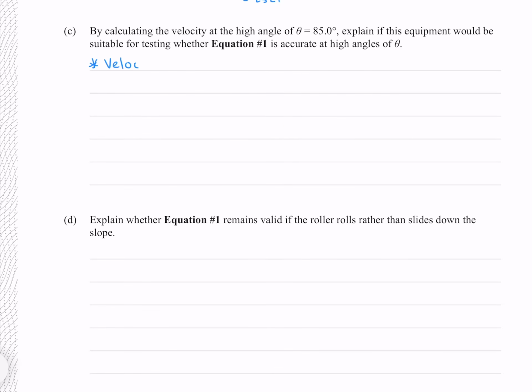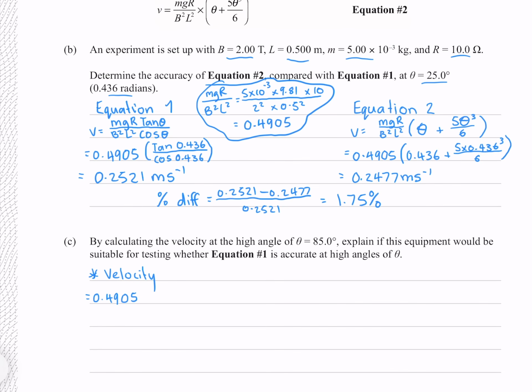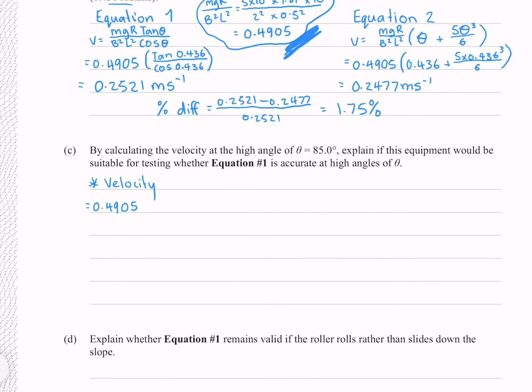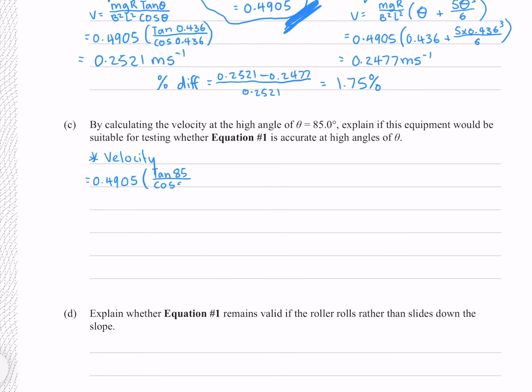Finding our velocity using our equation 1, where I'm using my 0.4905 that I calculated earlier to make the calculation simpler. And in this case I'm using degrees and making sure my calculator reflects that. That gives me 64.3 meters per second to 3 significant figures.